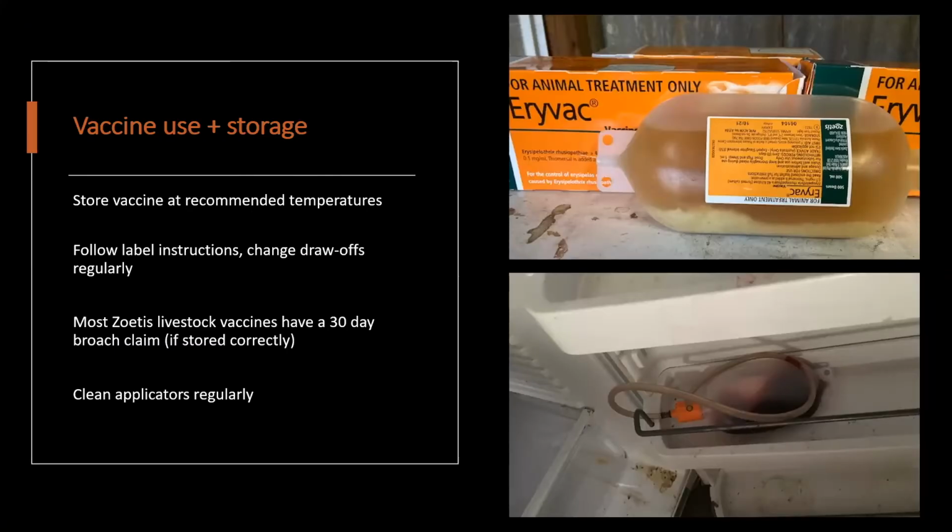We've got 2 photos as examples here. The top one being to highlight just how much product can settle out when it's stored in the fridge. So when vaccine is taken out of storage, it must be shaken well before use.